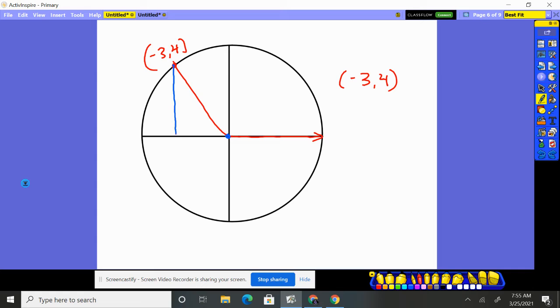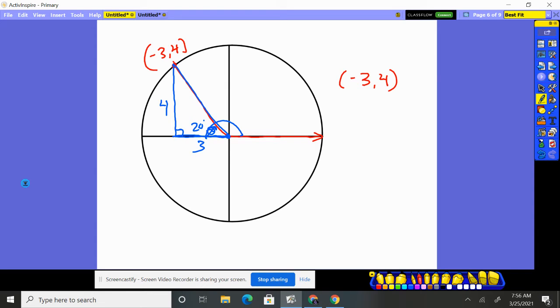I could form one here, and that's a right angle. We know we went over 3. We went up 4. We could find that theta there. Now, if I find that theta there, what am I going to do with it? Let's say that theta is 20 degrees. Well, you're going to have to go to 180 and then subtract back and go, oh, then it's 160.